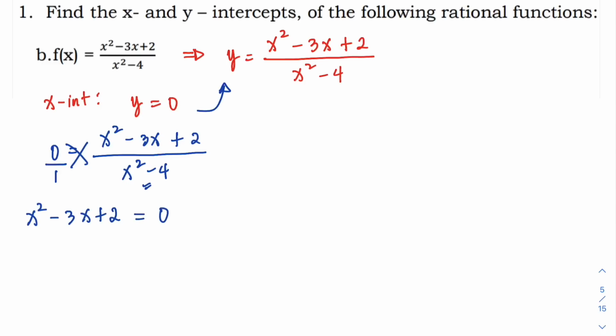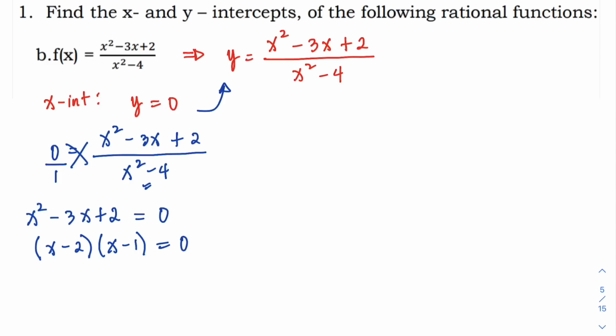Tama? So, since meron tayo guys na trinomial or quadratic equation, so to solve for x, pwede tayong mag-apply ng factoring method. Okay? So, by factoring, yung x square minus 3x plus 2 natin is parehas lang yan guys ni x minus 2 times x minus 1 equals 0.